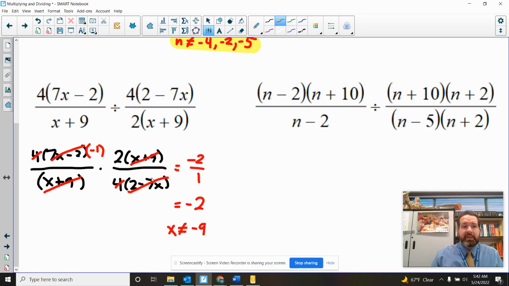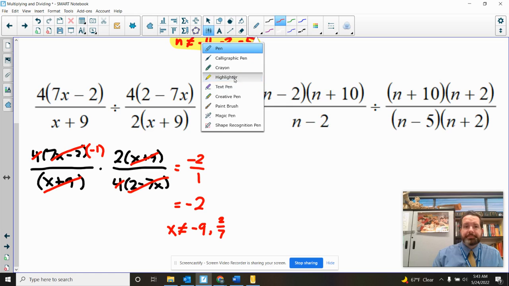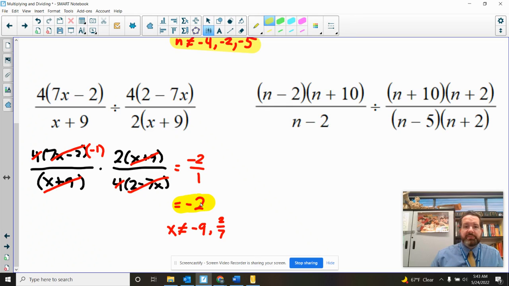From here, it would end up being what? 2/7. And then from here, negative 9 again, you don't need to list it more than once. So the reduced expression together with the restrictions, that's your overall result.